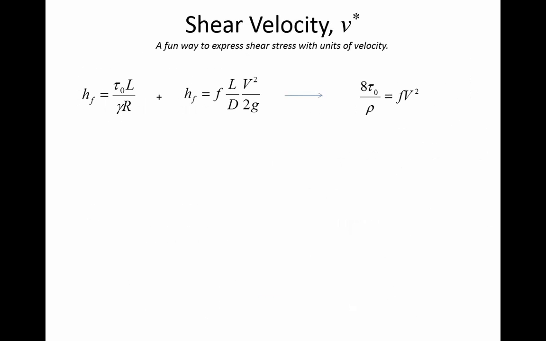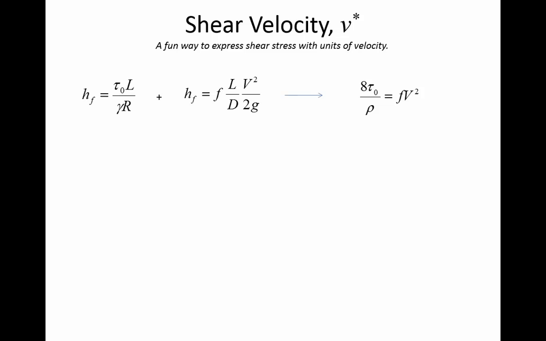All right. There's one of your homework problems that asks you to calculate or use the shear velocity in a calculation. And shear velocity, as it's described in your textbook, has the variable v star. What it is basically is a way to express shear stress with units of velocity. So it's just rearranging the shear stress expression, which we already had, and substituting that into the Darcy-Weisbach equation.